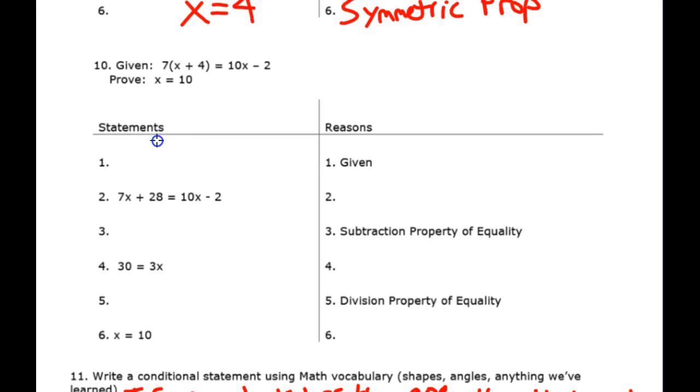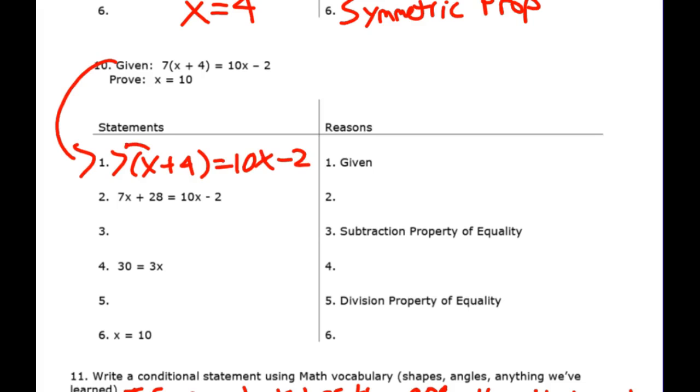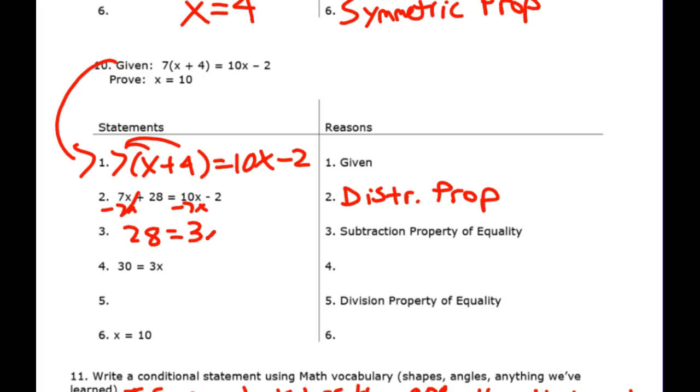On number 10, you always start with given. 7x plus 4 equals 10, x minus 2, that's given. First thing you do is distributive property. Then you get rid of the smaller x. 28 equals 3x minus 2.